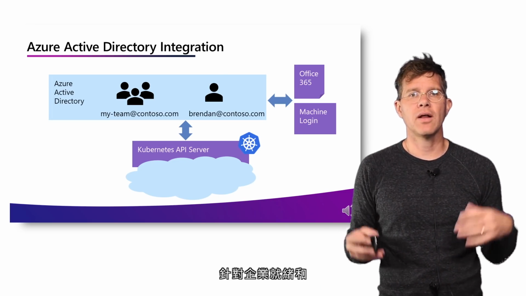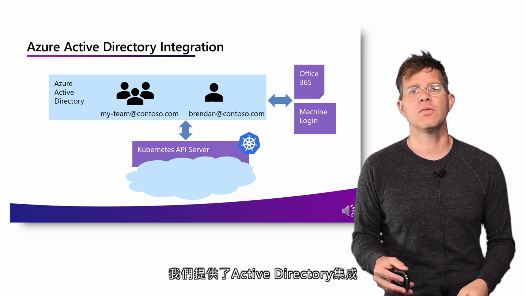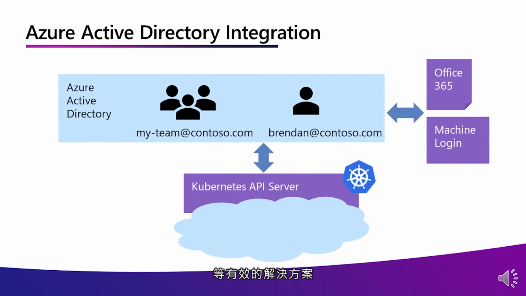Similarly, when we think about enterprise readiness and ease of management, one of the most valuable things that we provide is Active Directory integration. That means you don't have to worry about certificates for authenticating to the Kubernetes cluster. You don't have to worry about how you revoke those certificates if an employee leaves or if there's a vulnerability. Instead, you can use the same Active Directory identities that you're using to manage access to things like docs or machines in order to manage access to a cluster.